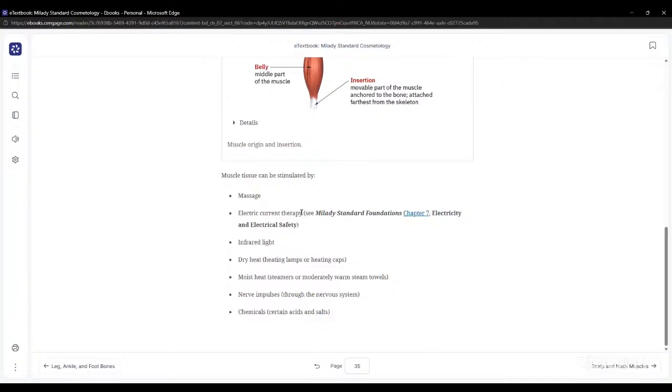Okay. More steamers, nerve impulses, and you may have seen them put these patches on and they can go low, medium, high. And then chemicals. Okay. Chemical acid pills, chemical pills, they generate heat. They are considered a form of massage. It stimulates the muscle. Okay. You don't want to have this burning sensation, but it definitely stimulates the muscles.